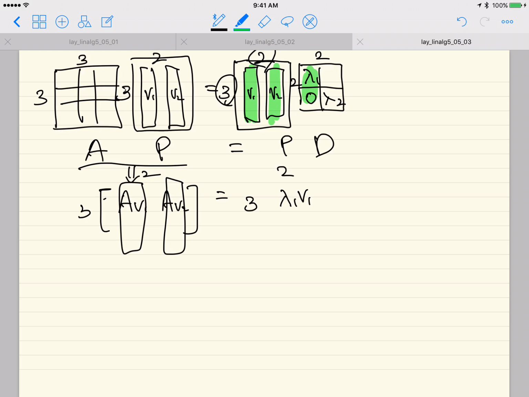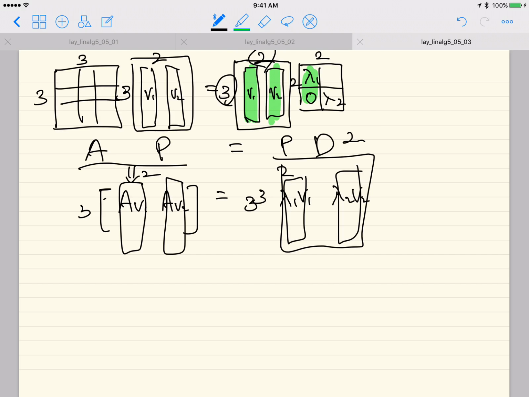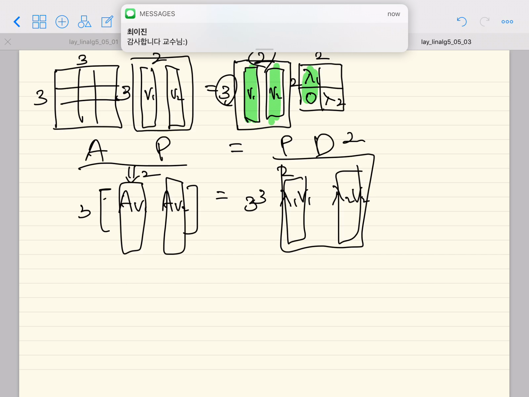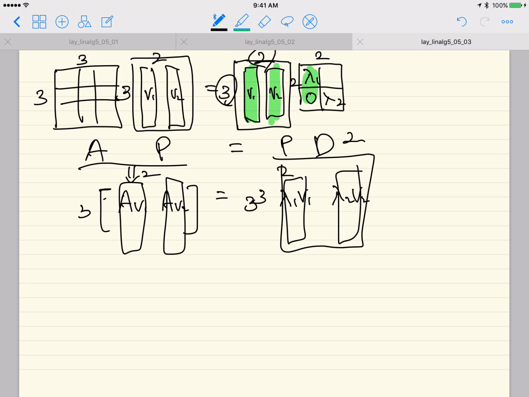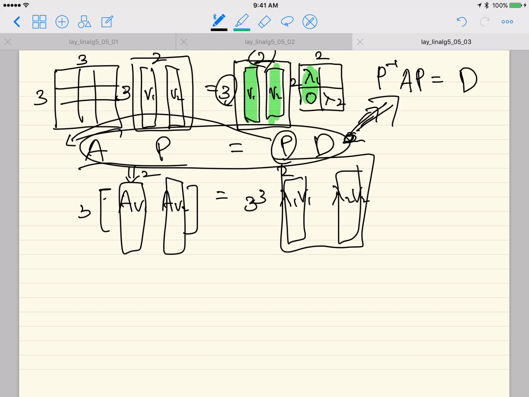And so this is lambda 1 v1 and lambda 2 v2 as our resulting matrix. And this is also 3 by 2. Okay? So at this point, this equation is clearly true. It's true so far, right? But in order to change this equation as the similarity transformation, so that P inverse AP becomes diagonal matrix, will it be true? So can we change this AP equals PD into this P inverse AP equals D?